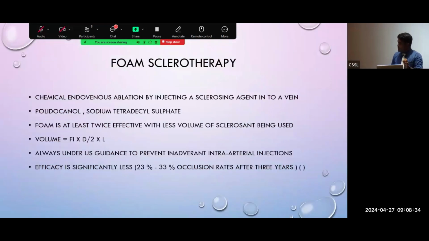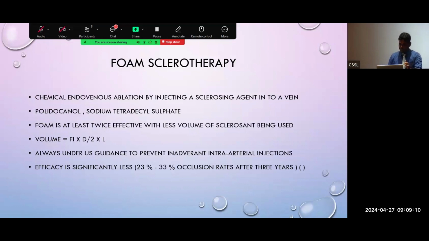Non-thermal ablation, a few words about foam sclerotherapy. You all know what it is. It's a chemical endovenous ablation by injecting a sclerosing agent into a vein. Out of the two, we usually use STD, sodium tetradecyl sulfate, 3%. When you make it a foam, it is more effective than using the liquid, because it covers a large area and foam bubbles touch the venous wall more, and you have to use a low volume of sclerosing agent when you make it a foam.